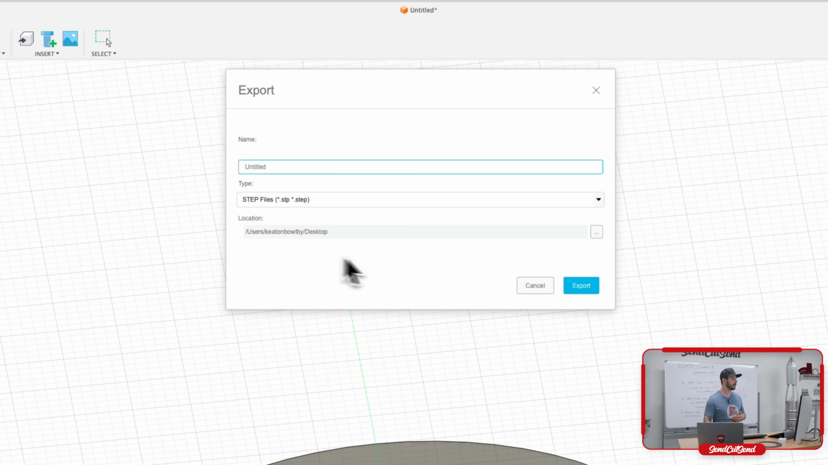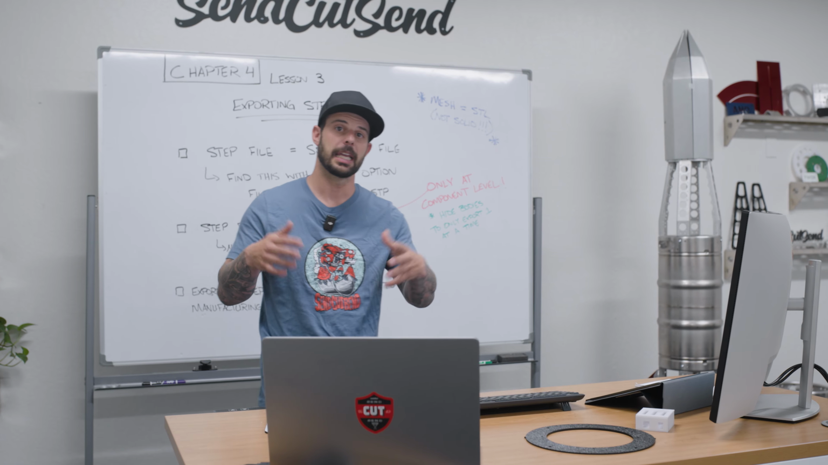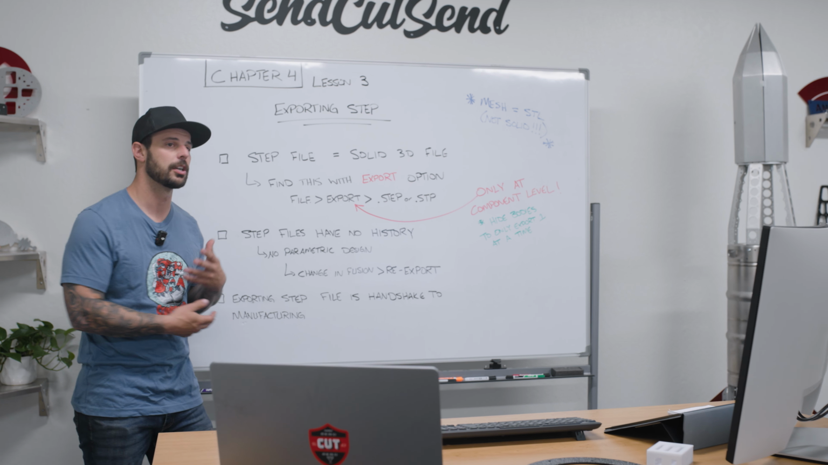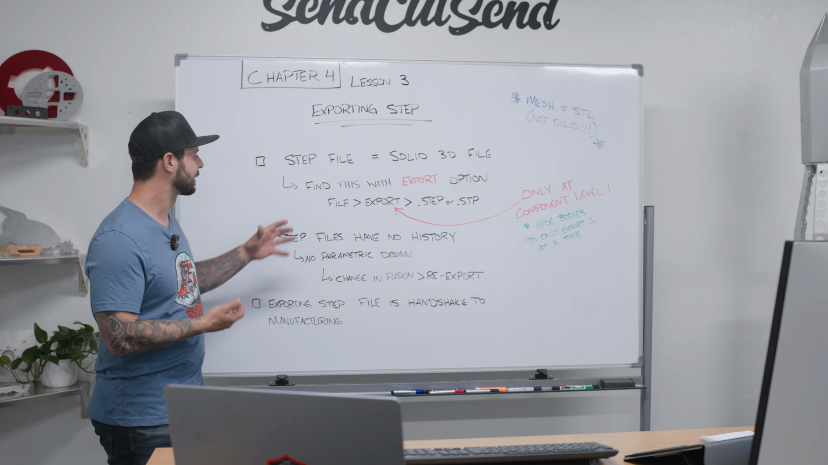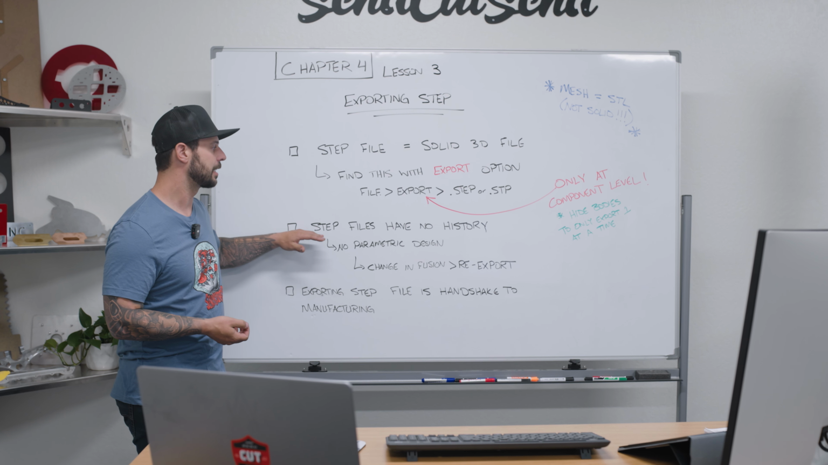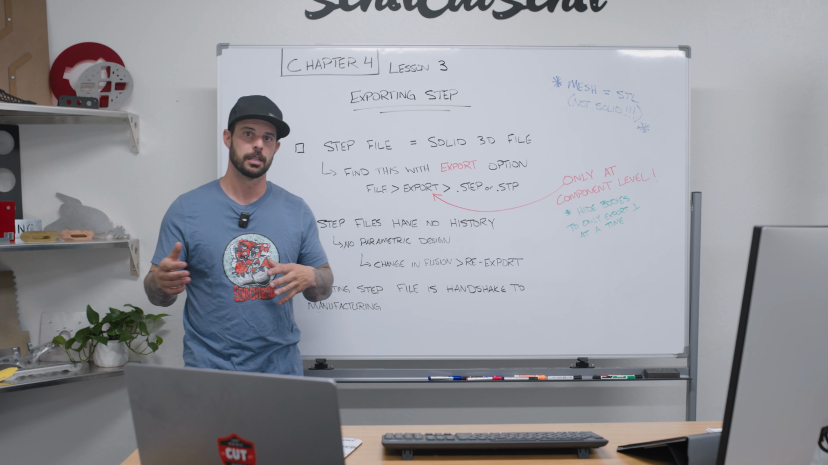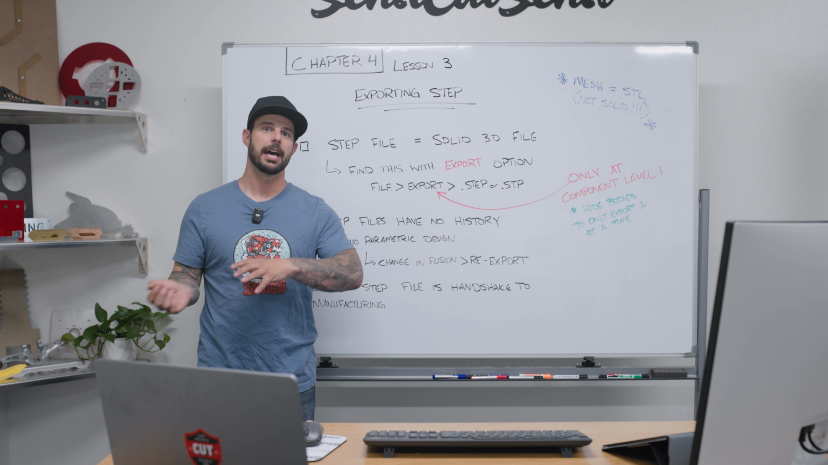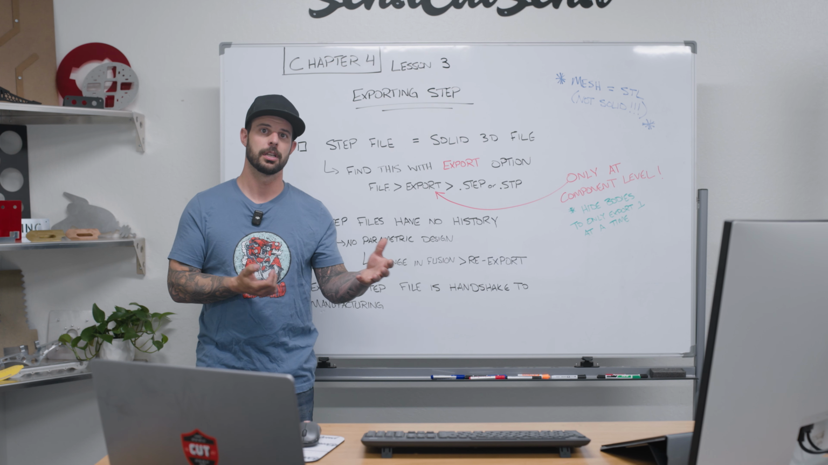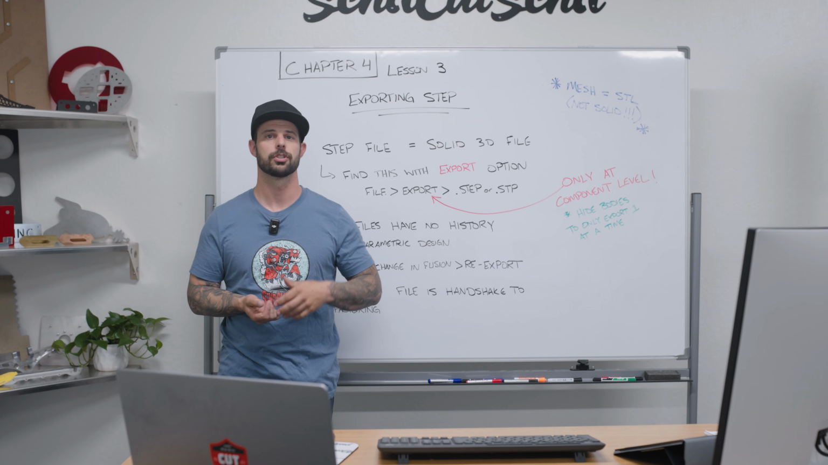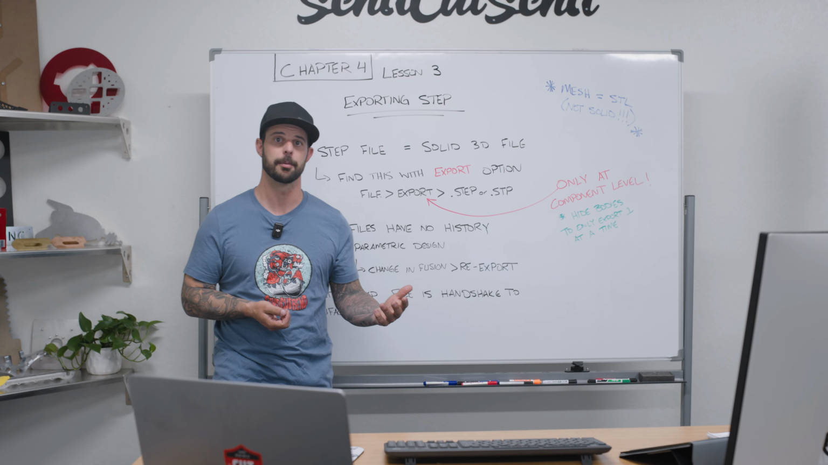All right, now that we understand the different ways that we can pull those step files out, let's talk about the things that we need to understand on what's going to end up happening when you have a step file. Now, the first thing is that step files have no history. Now, we talked about how there's native file types, that F3D. If I save that and I share it with somebody else that has Fusion, they can see all of that history and timeline come through.